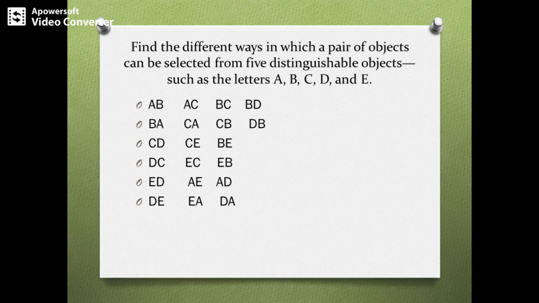It's not combinations at all, it is purely arrangement. We have to select from these 5 distinguishable objects how many ways of pairs of the objects are possible. So this comes under permutations.